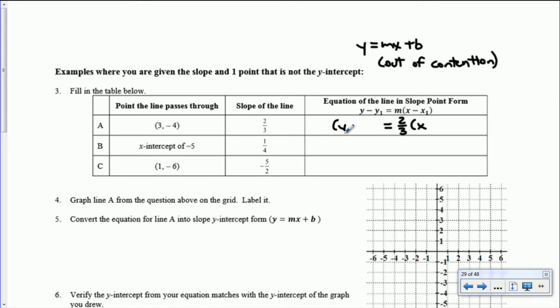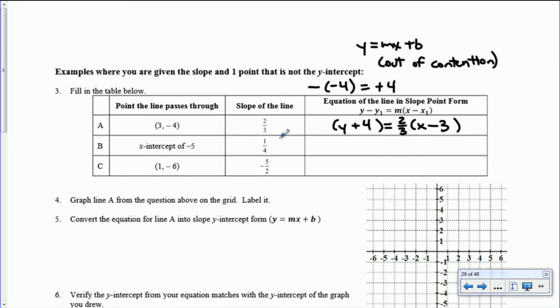x, y. So 3 links up with the x, so I'm going to subtract 3. Everywhere I see an x1, I'm going to put a 3 in its place. And everywhere I see a y1, I'm going to put a -4. Now, if we subtract -4, that's the same as adding 4. So this will be y plus 4 on the left. So y plus 4 equals 2/3 times x minus 3.